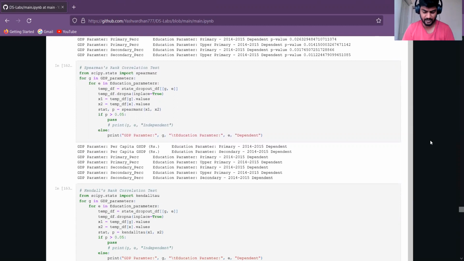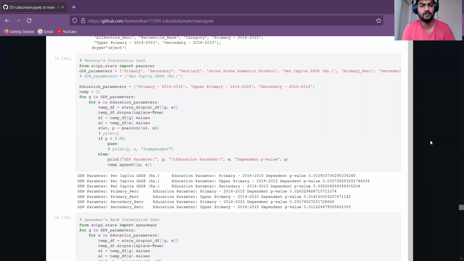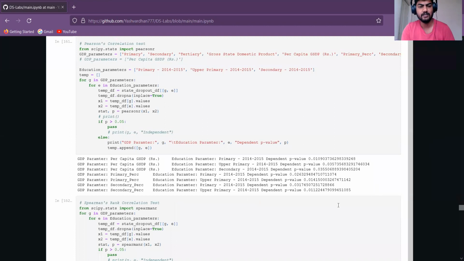In each test, we use the various GDP parameters such as the per capita GSDP, or the primary or secondary percentage. For example, for the first test, the Pearson correlation test, we use the GDP parameter per capita GSDP, and here the education parameter is the primary, which is dependent and has a p-value of 0.0109.